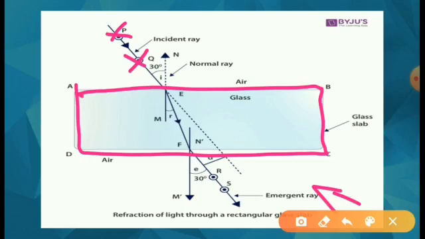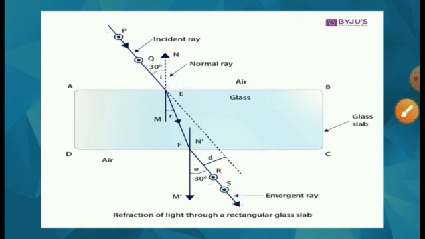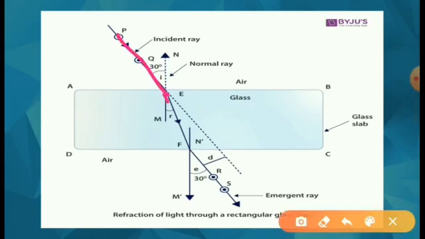Then you have to put two more pins here in such a way that all four pins, 1, 2, 3, 4, are in a straight line. So you will do that. After doing that, you will remove the glass slab and then join these lines, and from your point you can draw the normal with the help of a protractor.